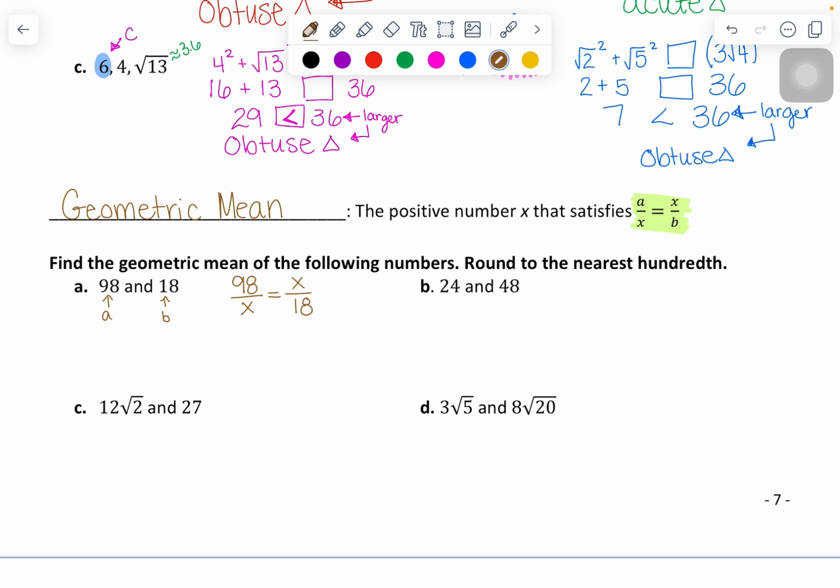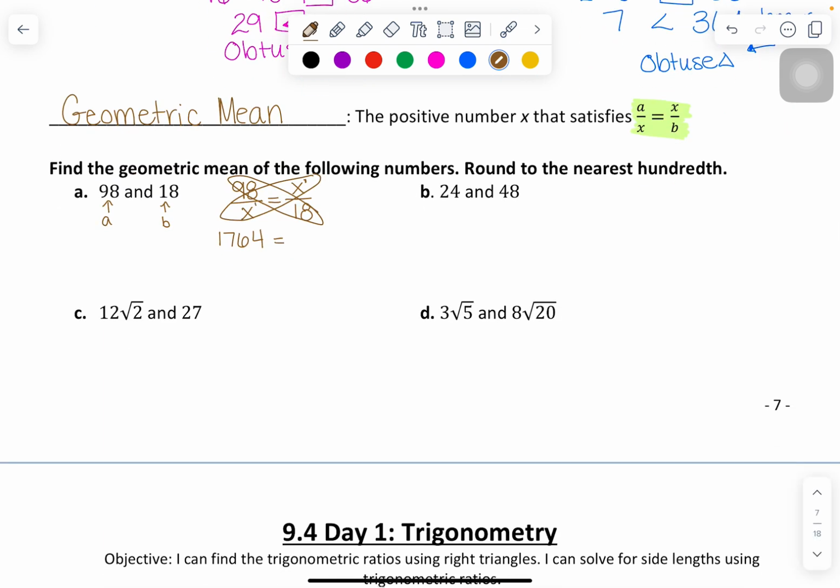We have a proportion. We cross multiply to solve. I do 98 times 18. I get 1,764 equal to x times x. When you're multiplying variables, you add their exponents. If you can't see an exponent, it's an invisible little tiny 1. And 1 plus 1 is 2, so it's x to the power of 2. It's always going to be x squared when it's x times x. To get rid of a squared, we take the square root.